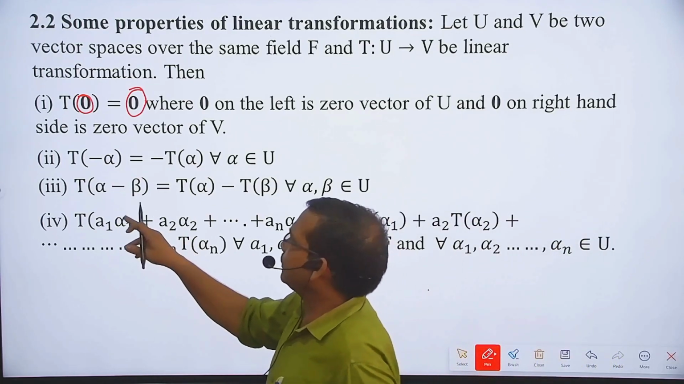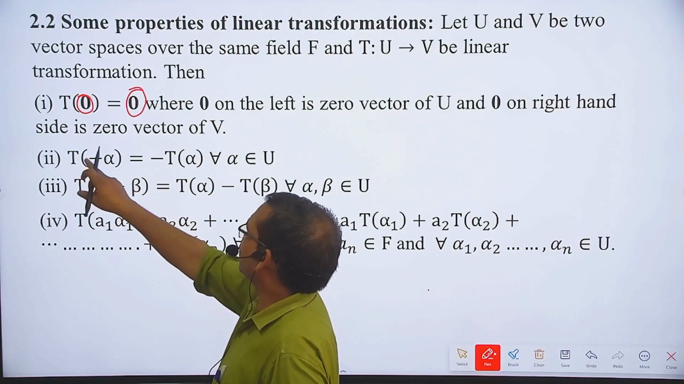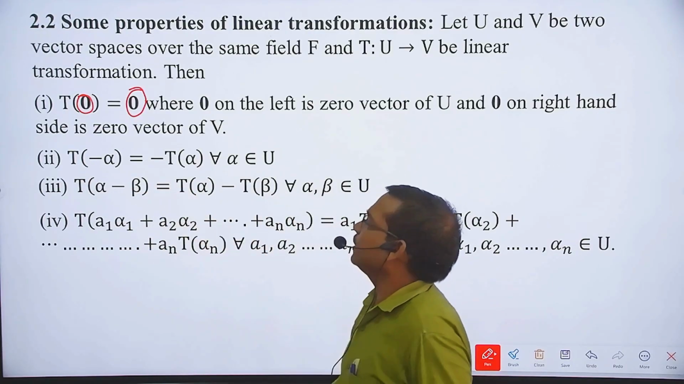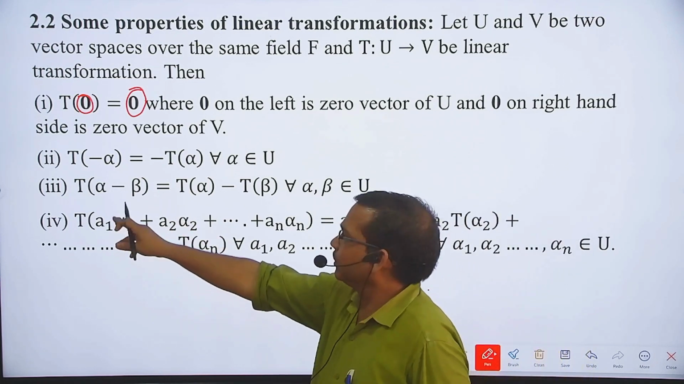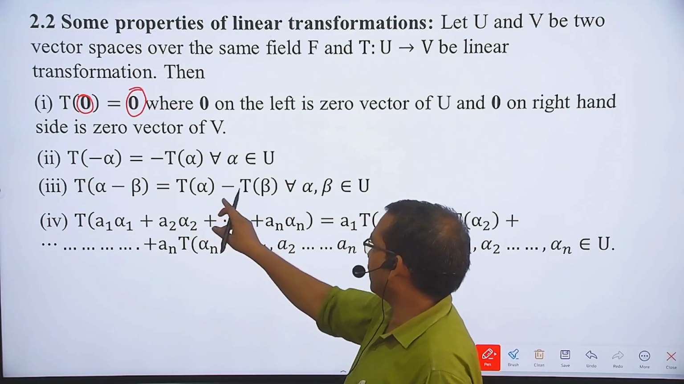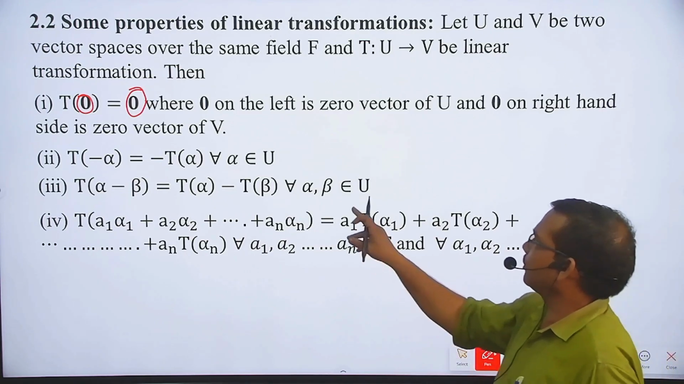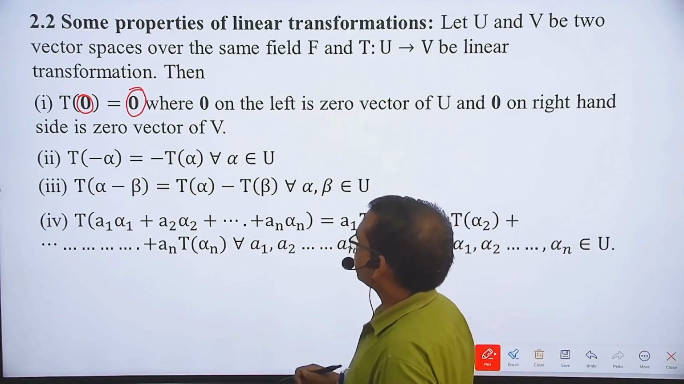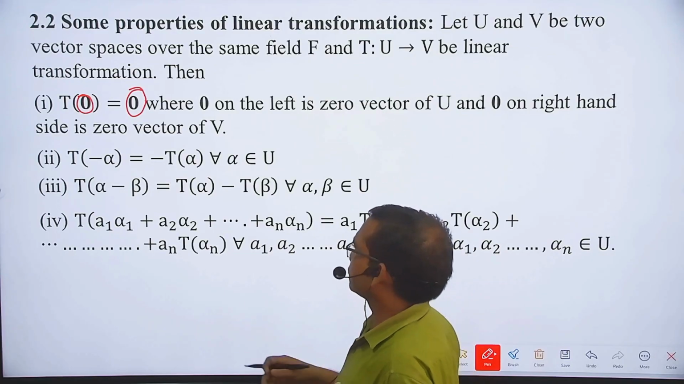And the second property is that −T(α) is equal to T(−α). The third property is that T(α − β) is equal to T(α) − T(β), where α and β belong to the domain. Domain is what? Domain is the vector space here.